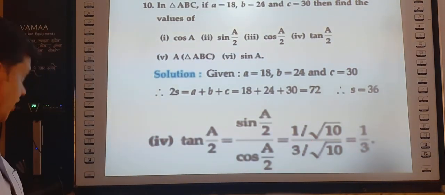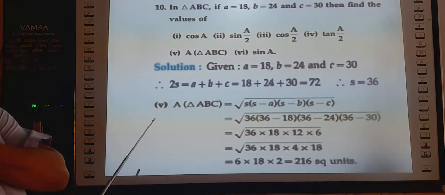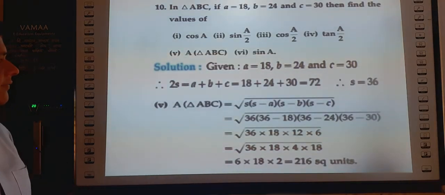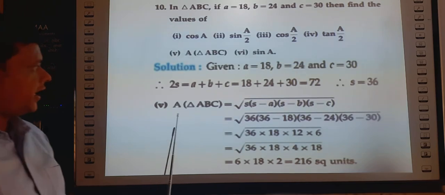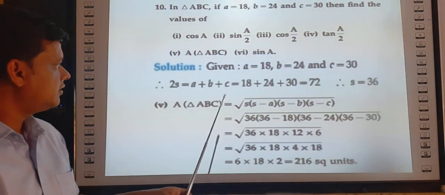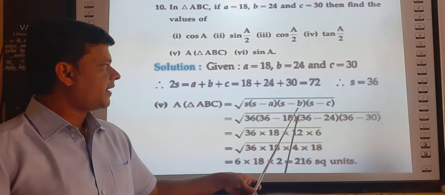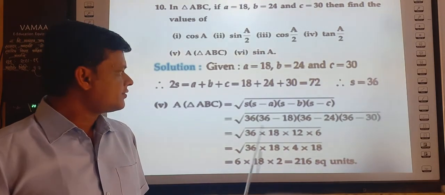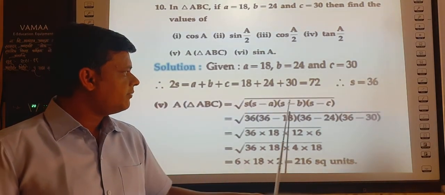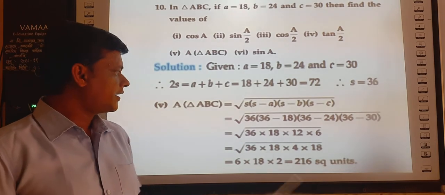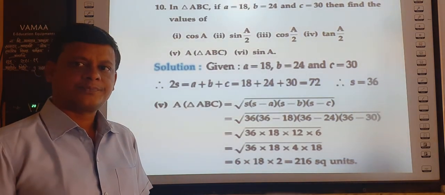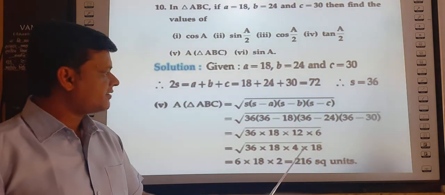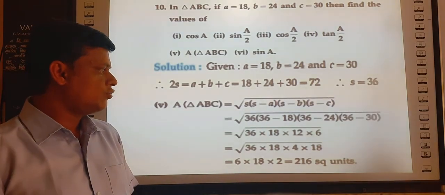Now next we have to find the value of the area of triangle ABC. So the area of triangle ABC is the square root of S, S minus A, S minus B, S minus C. Substituting the values of S, A, B, C, you can calculate it easily. So after simplifying and substituting we get the value 216.